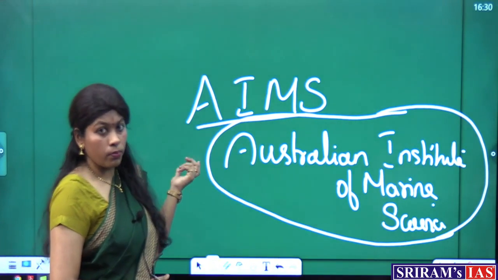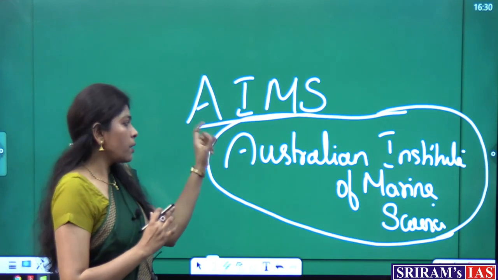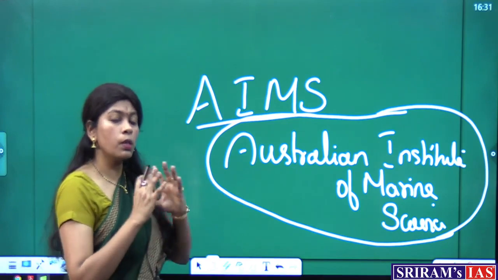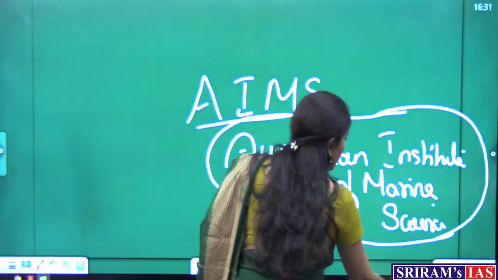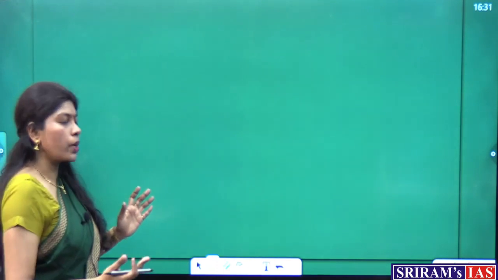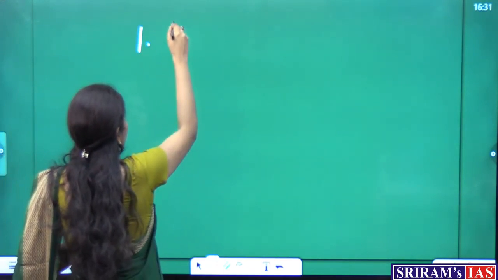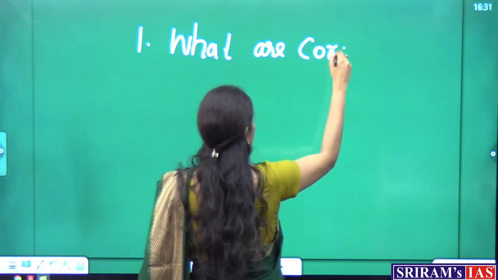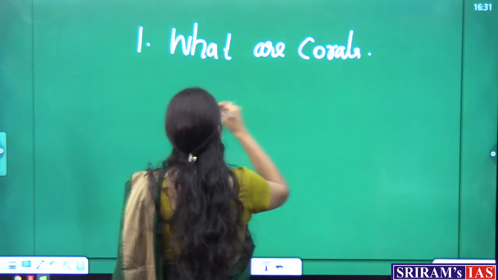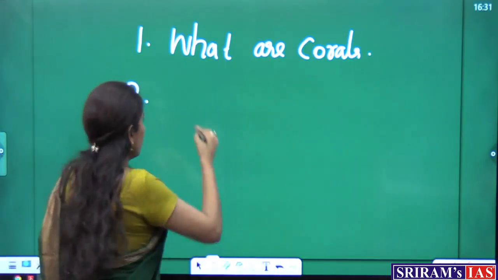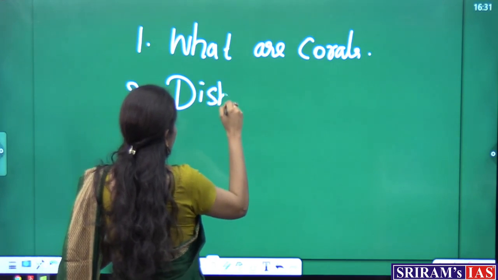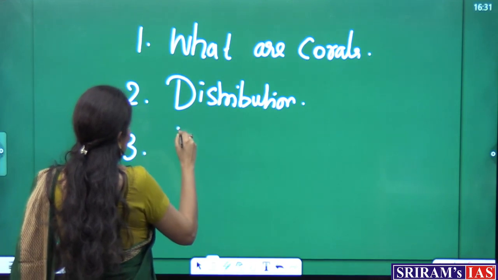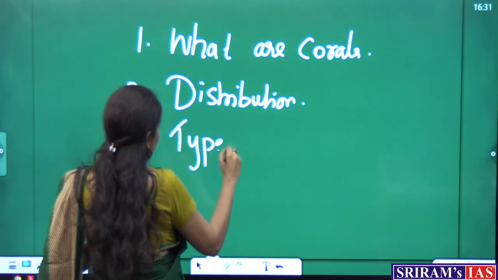So this is the first. Now the question might go into the coral reef also, because the news has been like this. So now we have to see what coral reef is. Under this topic, what are you going to see? First, what are called corals, that means about coral reef. Second, distribution, where they are located. Third, types, the varieties we can say.